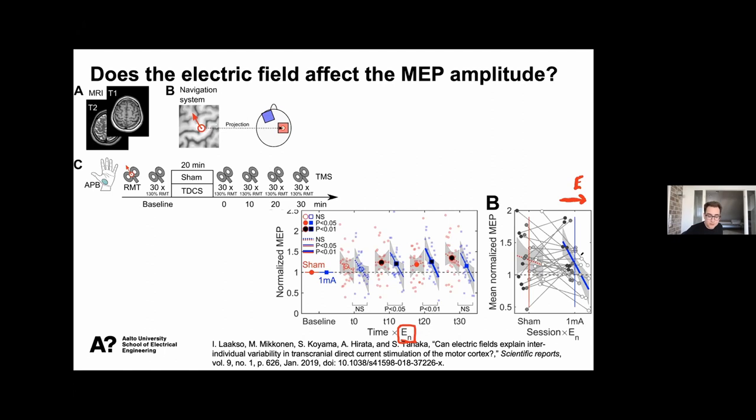So this result was quite unexpected. We didn't expect that the effect would be negative. But actually it turns out that there are studies where they have used 20 minutes or 26 minutes of anodal tDCS, and it produces on average a decrease in the MEP amplitudes. And this could be the reason why the effect was negative.